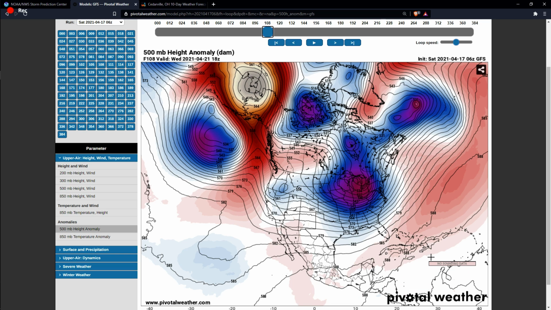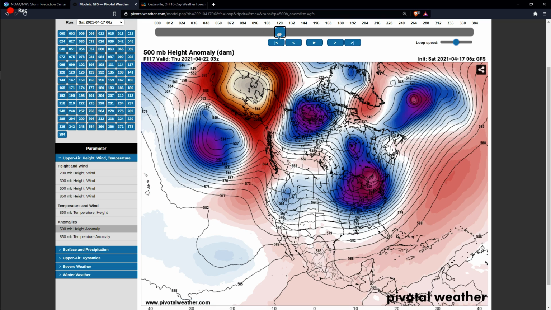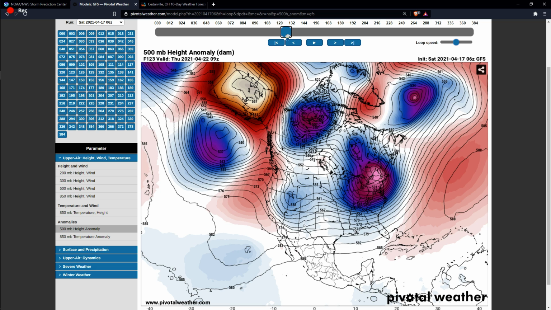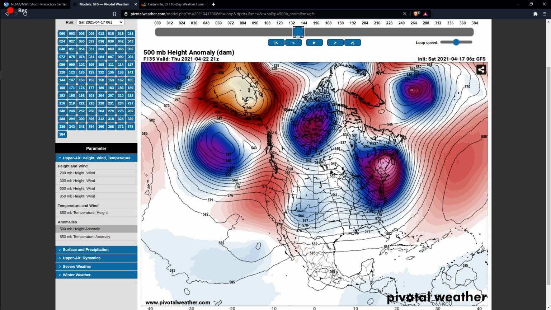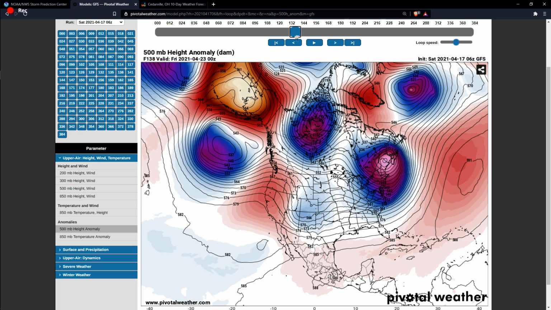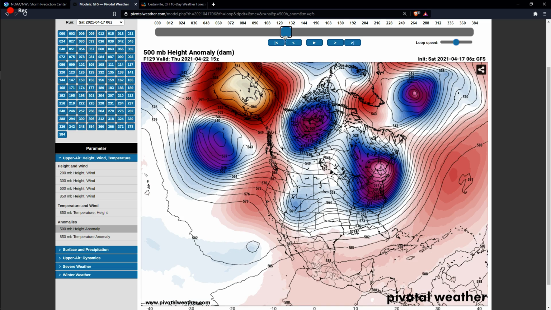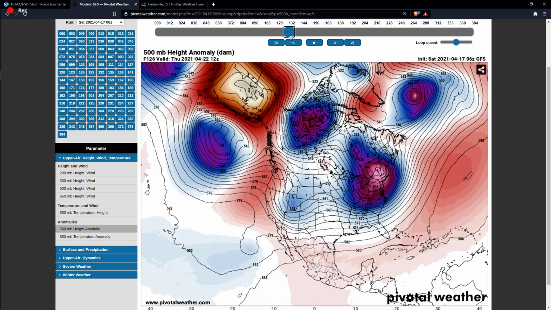So you see this 540 line, you can see the isobar here, this 540 line. This is something we pay attention to when we're looking at the forecast for snow. So the 540 line is something we're going to be keeping an eye on, and we could see some snow on Tuesday. It's very late in the season for snow, but Tuesday night into Wednesday morning, we could see even up to a half an inch of snow according to some forecasts.